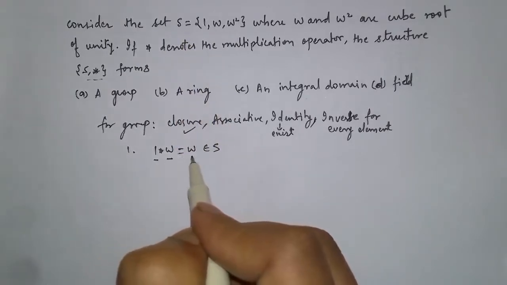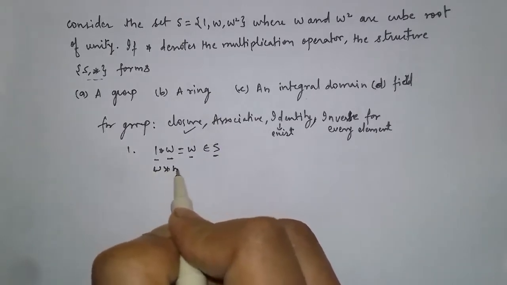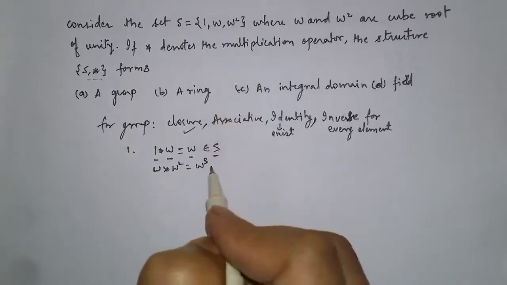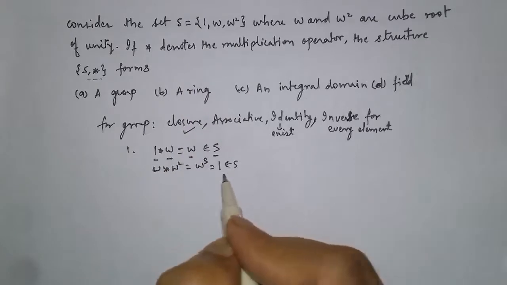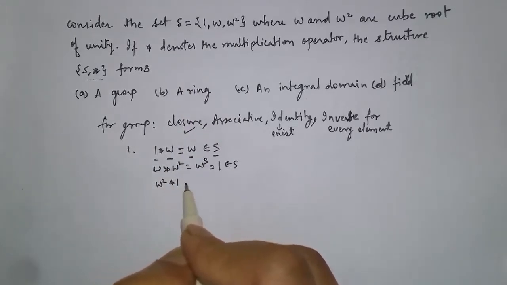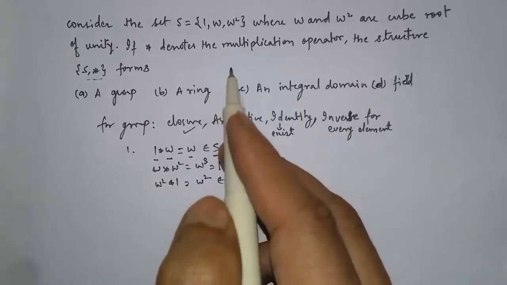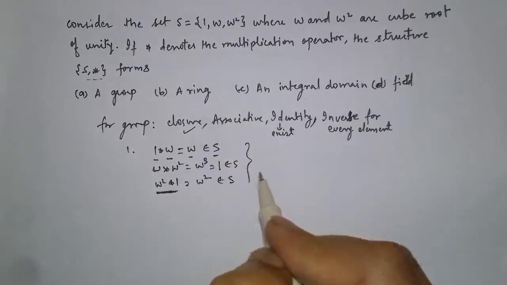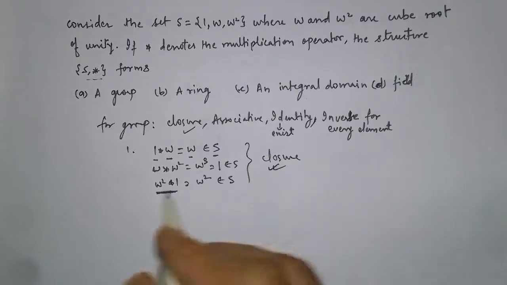1 into omega gives omega, and it belongs to set S. Now omega into omega square is equal to omega cube. Omega cube is equal to 1, and 1 is present in this set. No problem. Now omega square star 1 is equal to omega square, and it is present in set S. No other combinations are possible for multiplication, so the closure property is satisfied.